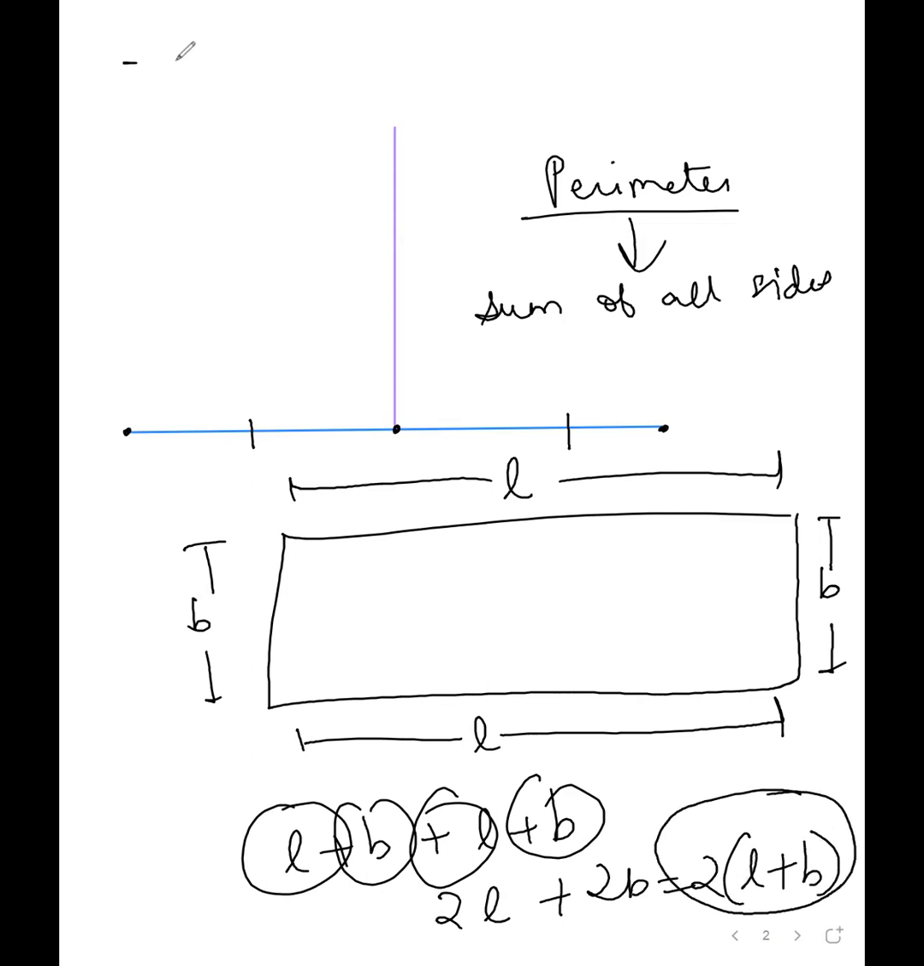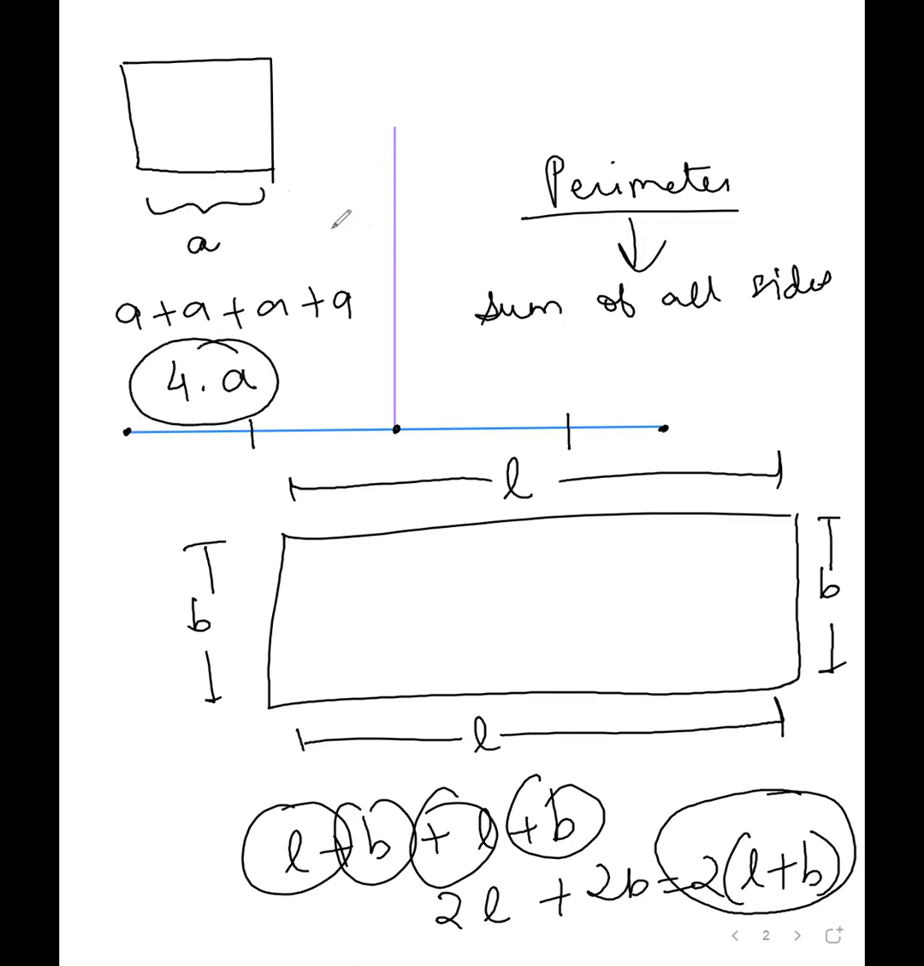Similarly, for a square, if this side is, let's say, A or S, whatever it is, the perimeter is what? Sum of all the sides. And with the square, all the sides are equal. So all the sides are A. So it's A plus A plus A plus A, and that gives you 4 times A.